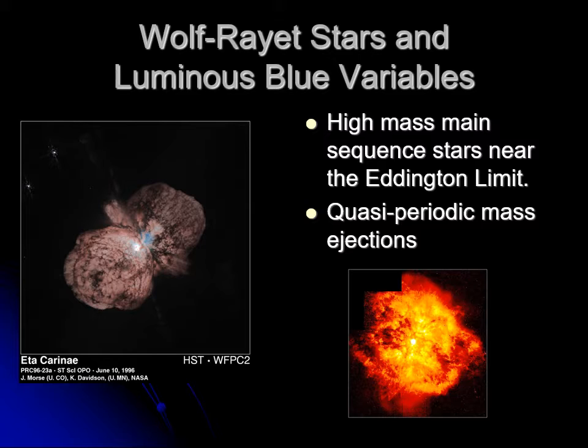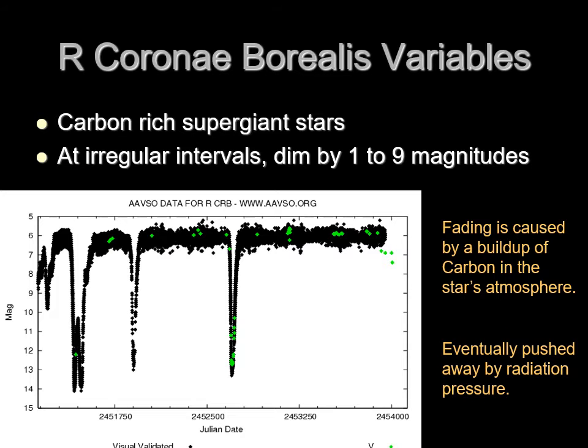Wolf-Rayet stars, these are stars that are very close to the Eddington limit, and some of them, like Eta Carinae, not too far away, used to be one of the brightest stars in the sky. It's faded since then, but when it was in the middle of an outburst blowing stuff out, it got super bright.